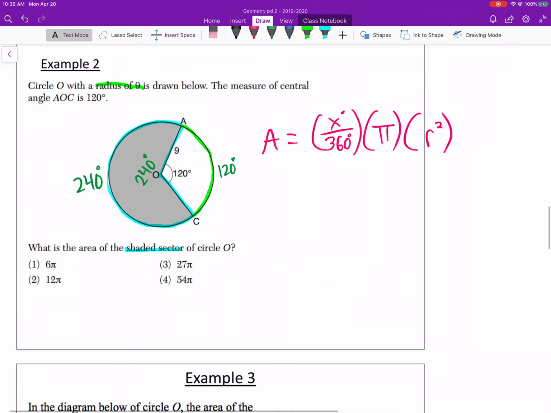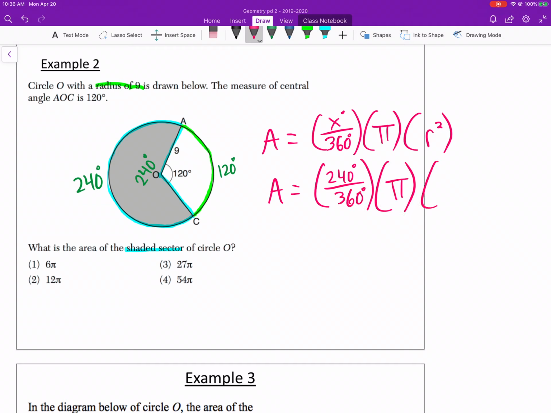So let's substitute what we have. Our area is equal to 240 over 360 times pi times 9 squared. Our answers are in terms of pi. Look at choices 1 through 4. So the pi just comes along at the end here. The area is equal to something pi. Multiply this out. 240 over 360 times 9 squared.